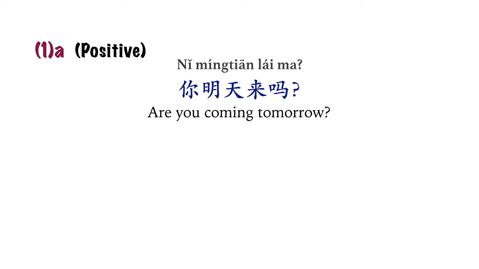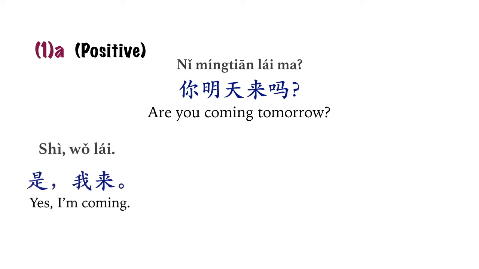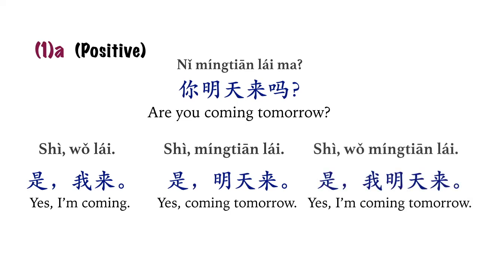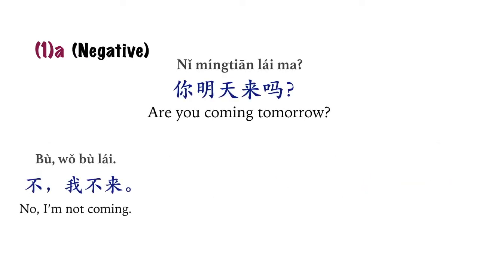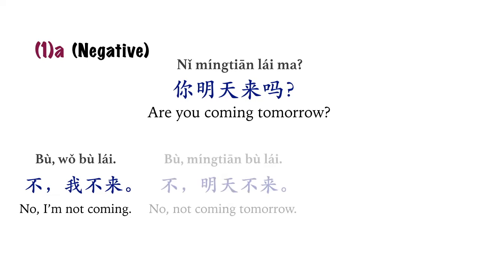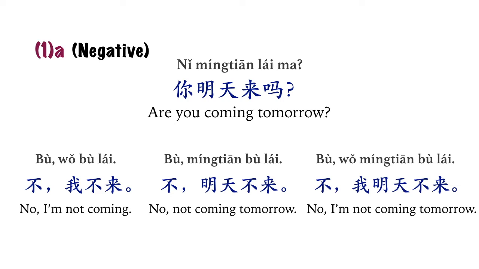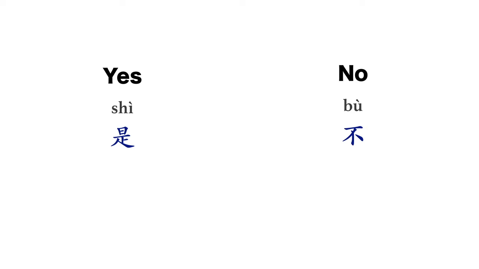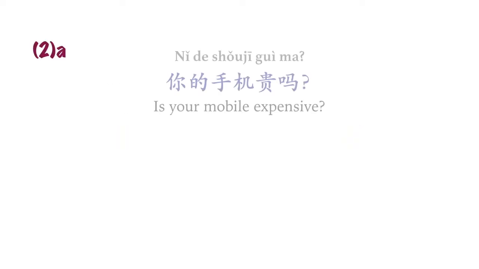你明天来吗? 是，我来。是，明天来。是，我明天来。不，我不来。不，明天不来。不，我明天不来。So, you can simply add 是 or 不 in front. But be aware that this might not always work, and sometimes, even if it works, it may sound a bit unnatural. Now back to the previous examples.